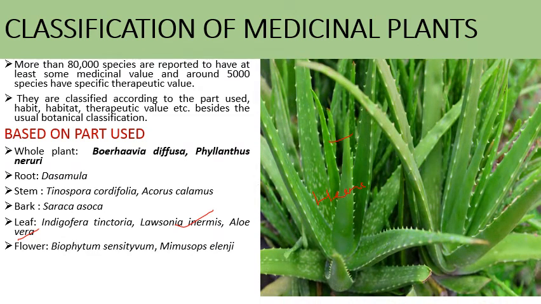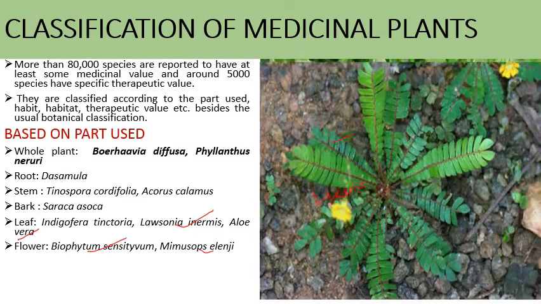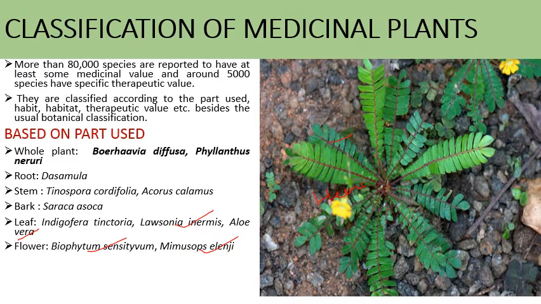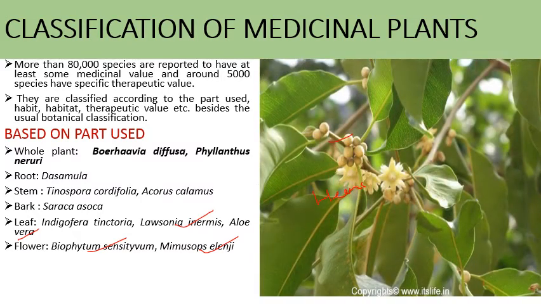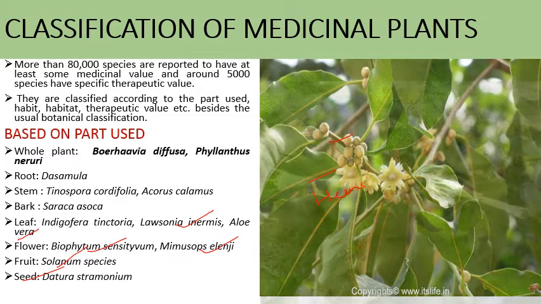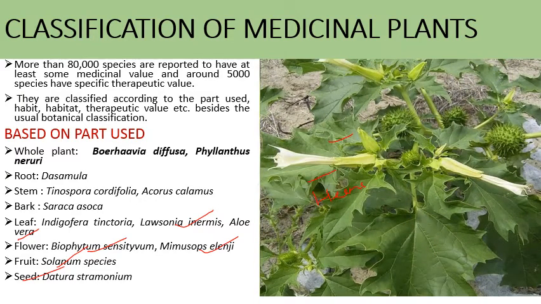Then we have aloe vera, in which we use leaves. Next comes flowers. So we have a lot of plants in which we use flowers to prepare medicines, like we have Biophytum sensitivum and Mimusops elengi. This is Biophytum sensitivum. This is the photograph of Mimusops elengi. Next comes fruit. So certain plants, fruits are used to prepare medicines, like we have Solanum species in which fruits are used. Next, seeds. So certain medicines are prepared from plant seeds, like we have.